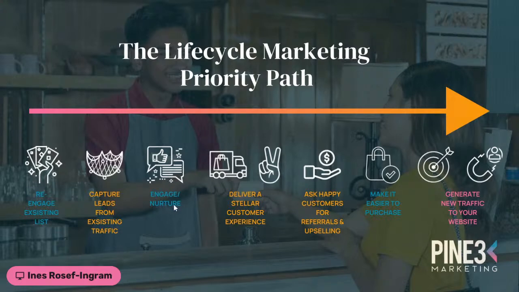So the next priority is to make sure that you have an engagement and nurturing process in place. Really, really important. This is where we very often will spend quite a bit of time if people don't have this in place. Now, I don't expect this to be perfect. It doesn't have to be perfect, but we need to start somewhere. So again, lifecycle marketing is an ongoing process. We need to make sure that you have something in place so you have something to improve.